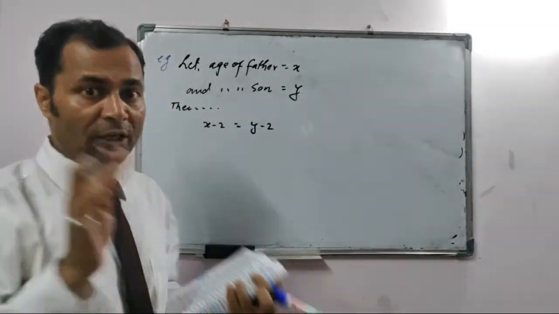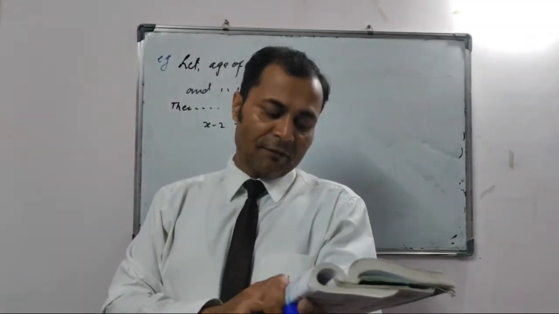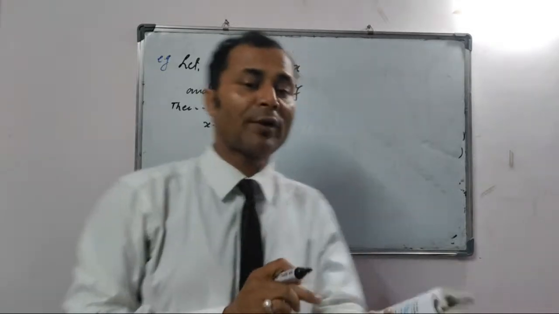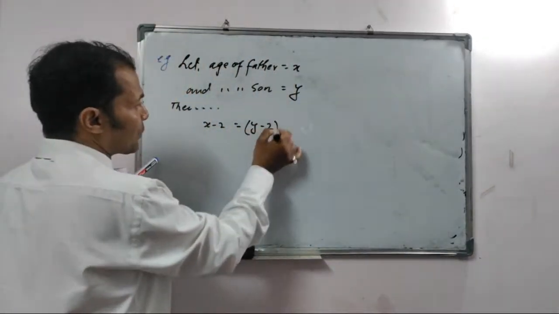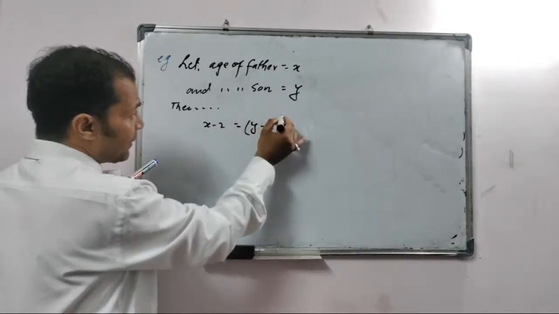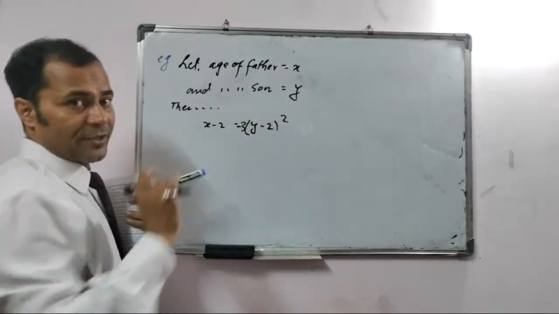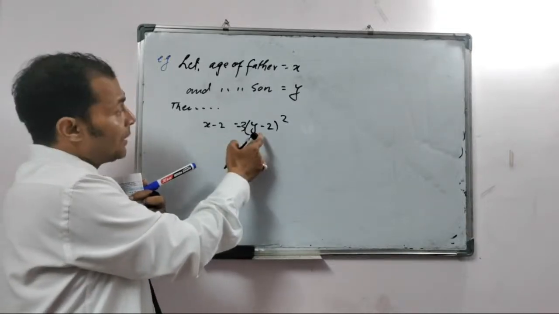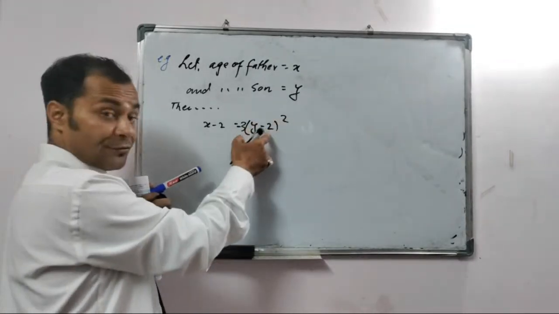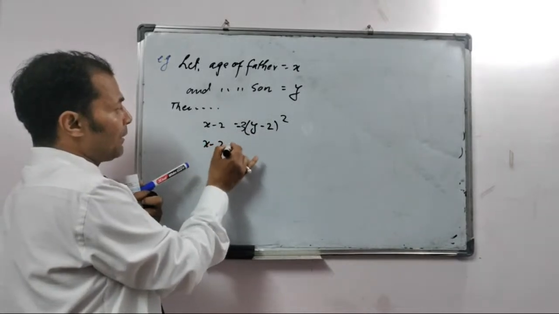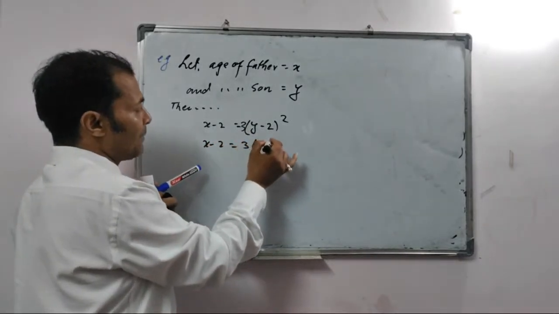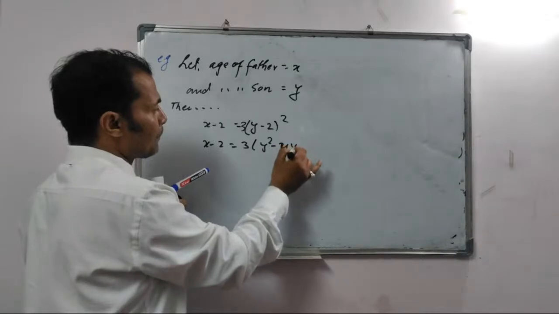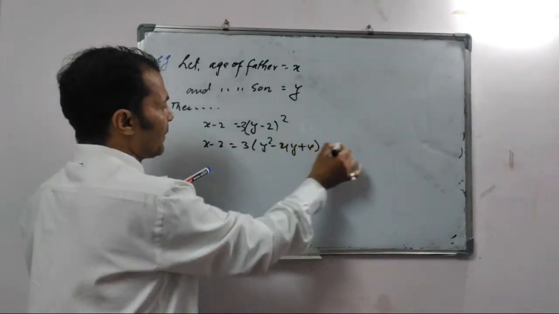Write this first. Then the question says father's age was 3 times the square of son's age. This is the age of son 2 years ago, and this age is square, 3 times the square of son's age. So you get one equation here. Now simplify it: y square minus 4y plus 4, one equation.